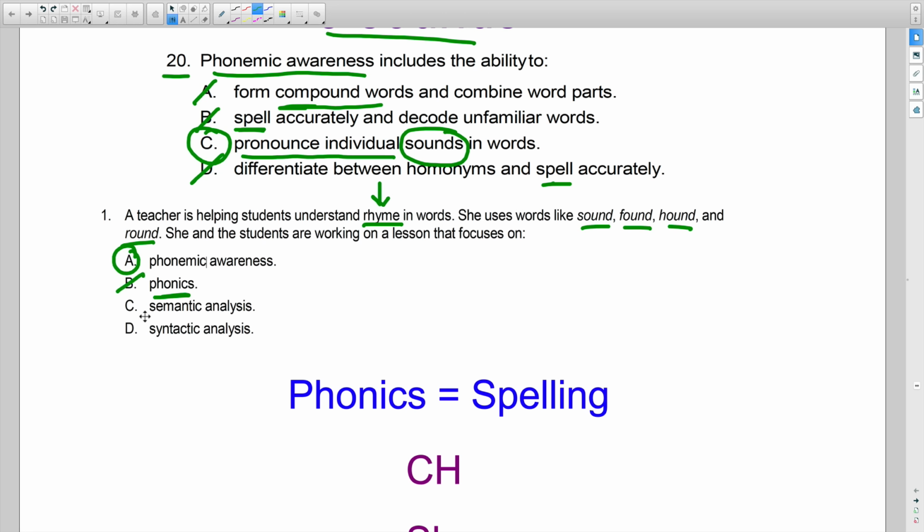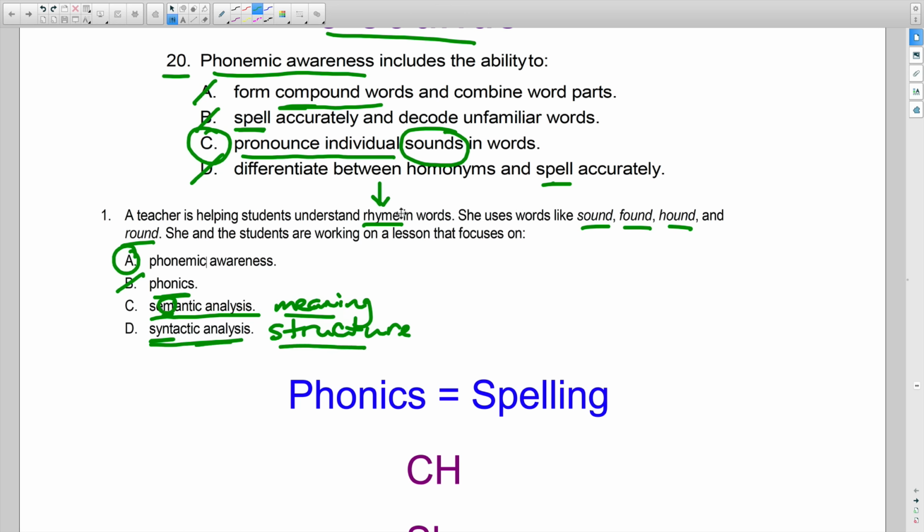So B is out. Semantic analysis, and I'll just go over this really quick. Semantic analysis has to do with the meaning in words. I always like to use the M in semantic and match that to meaning in words. And syntactic analysis has to do with syntax or structure. That's if it's spelled correctly or if the grammar is correct. Syntax has to do with errors in spelling or grammar, so make sure you pay attention to that. Semantics, match the M, has to do with meaning. Syntax has to do with structure.